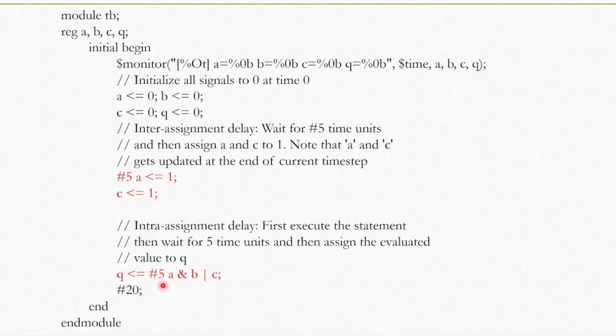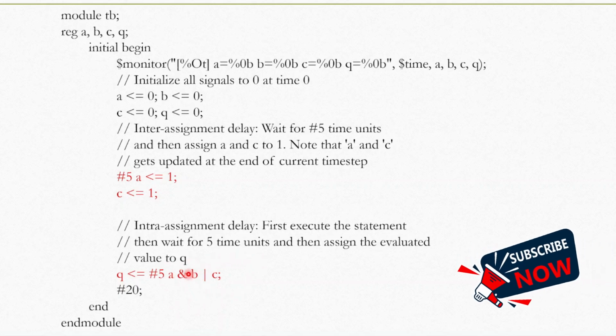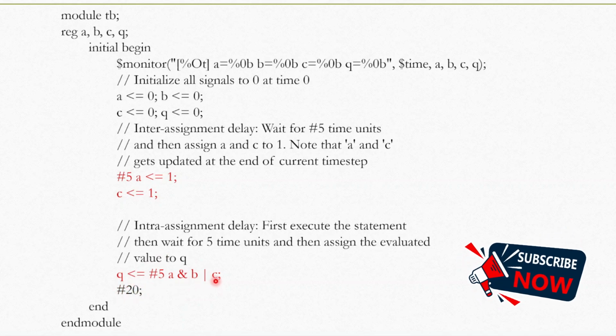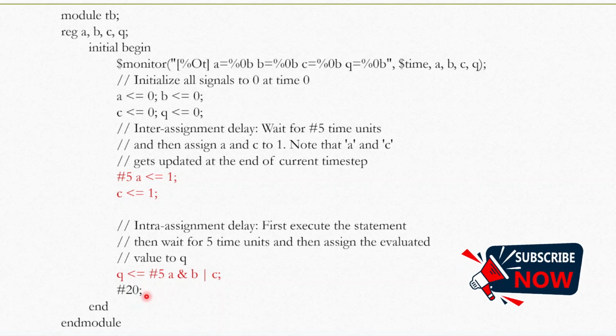As we introduce delay on the right hand side, this is an intra-assignment delay. What will happen for intra-assignment delay? It will first evaluate the statement, wait for 5 time units, and then assign the value of the expression into Q. Then we write #20. It means after executing this line, the simulator will wait for 20 time units.